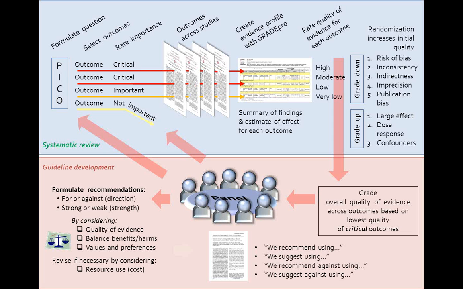And then moving back down into the pink zone on the bottom right-hand side, the overall quality of the evidence across all outcomes then gets based on the critical outcomes. The decisions can be made about recommending for an intervention or against an intervention and how strong that recommendation should be. So that's where we come back to that panel and them interpreting the evidence that they've got in front of them.